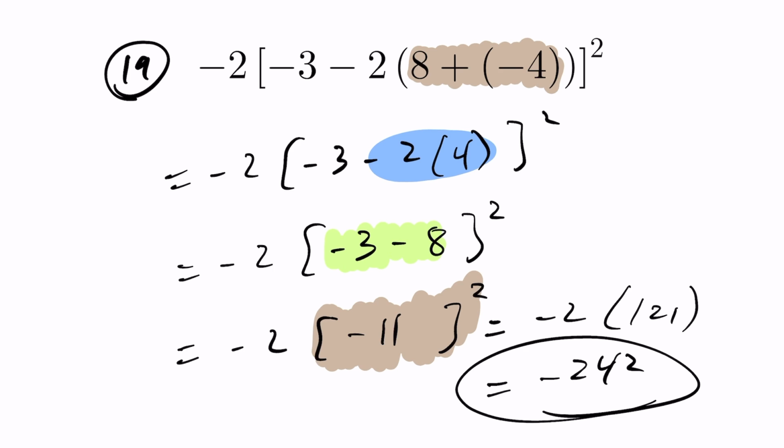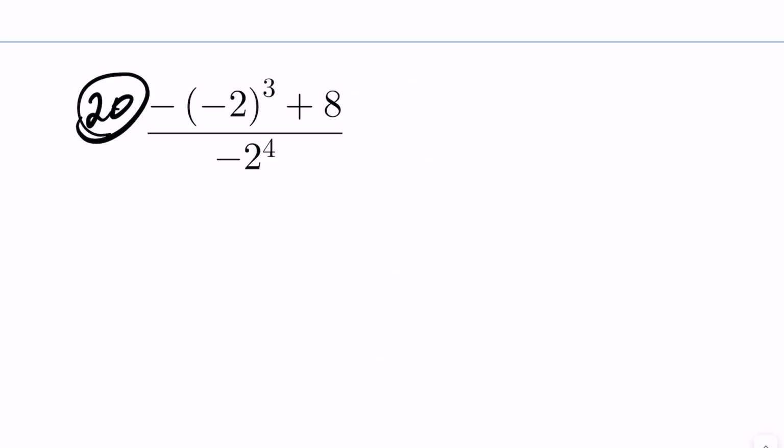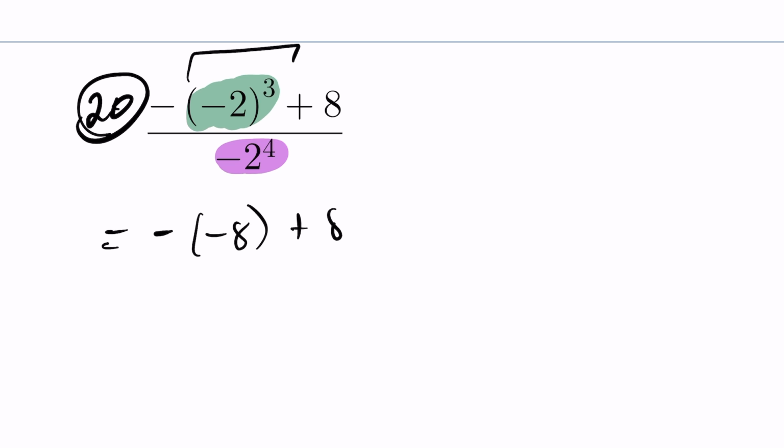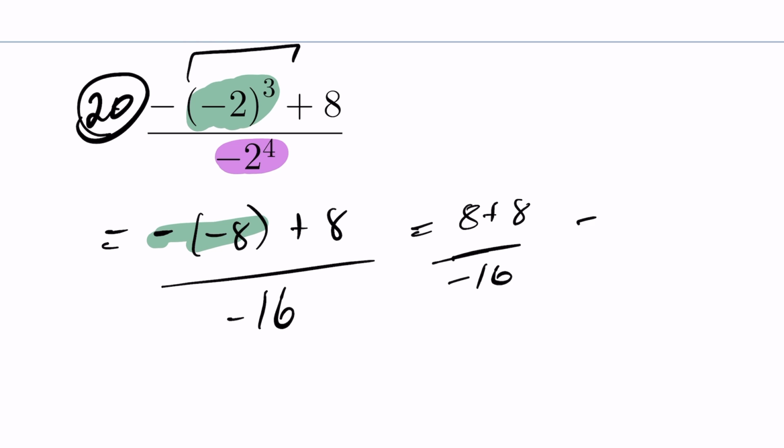All right, moving on. Number 20 here. So again, taking care of exponents, I'm going to take care of my exponent here, and because it is separated by division, I can take care of both these at the same time. So I'm going to write this minus sign down. Now negative 2 to the power of 3, this is going to be negative 8 plus 8, and this here is going to be negative 16. And again, that power of 4 is just being applied to the base of a 2. Now again, you go through multiplication, you have negative 8. This ends up being 8 plus 8 over negative 16 is 16 over negative 16 is negative 1.